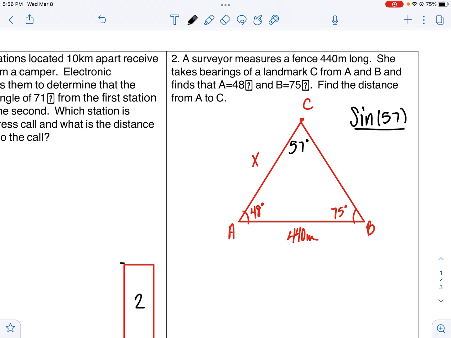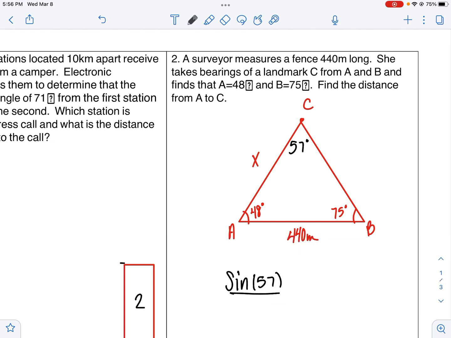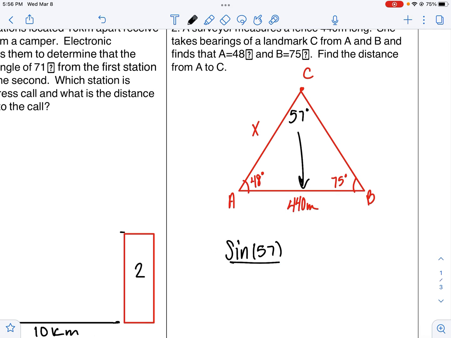Now you could set this up as the sine of 57. And again, your law of sines, it's the opposite angle, opposite side. Let me move this down here so it's easier to see. Sine of 57 over 440, and the sine of 75 over x. Now you could cross multiply and solve this.